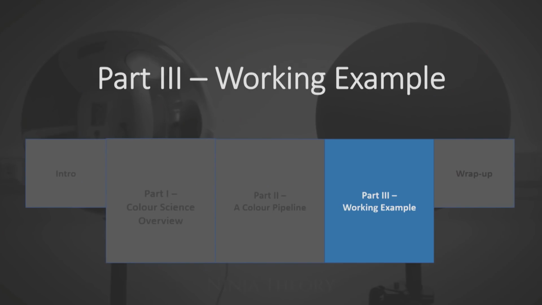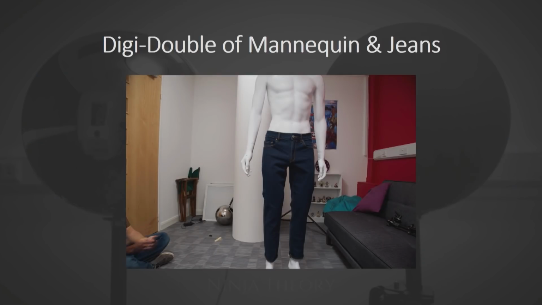Okay, so obviously this is quite a lot of new ideas that I've shared with you guys. And I just want to do a working example to illustrate how we maybe go from start to finish with this kind of stuff. So hopefully you leave today with a better idea of how this could work day to day for us as artists. Okay, so let's say we want to do a digital double of this mannequin and jeans. Maybe not the most interesting asset, but I think it will illustrate what we need quite well.